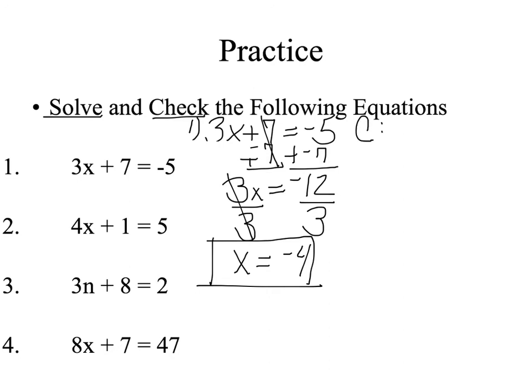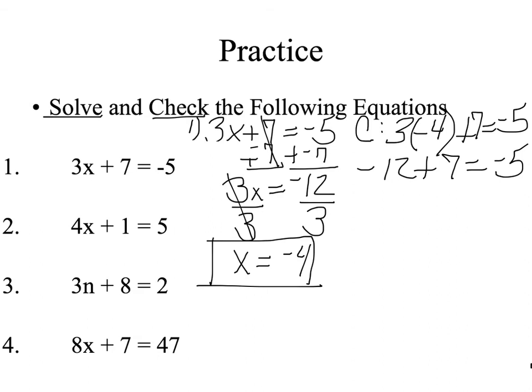So now I'm going to check. Always go back to the original problem. But this time, everywhere I see x, I'm going to plug in negative 4. So 3 times negative 4 plus 7 is equal to negative 5. Negative 12 plus 7 needs to equal negative 5. Negative 5 does in fact equal negative 5, so my answer checks. So I know that my answer is good to go.